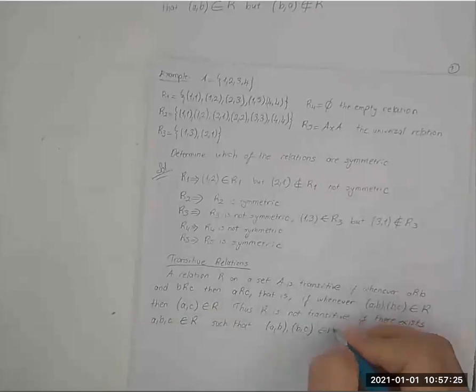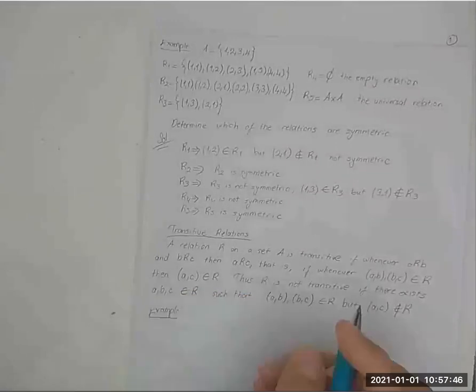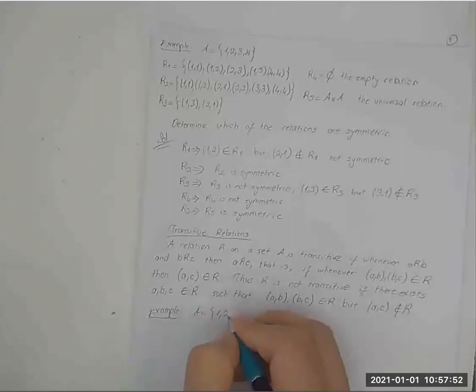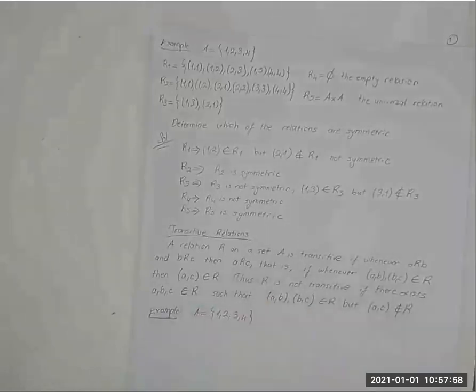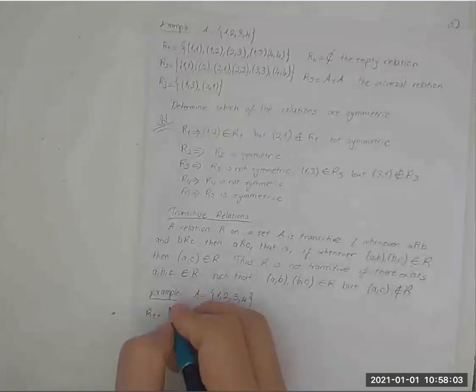Thus, R is not transitive if there exist A, B, C elements such that (A,B), (B,C) are members of R, but (A,C) is not a member of R.